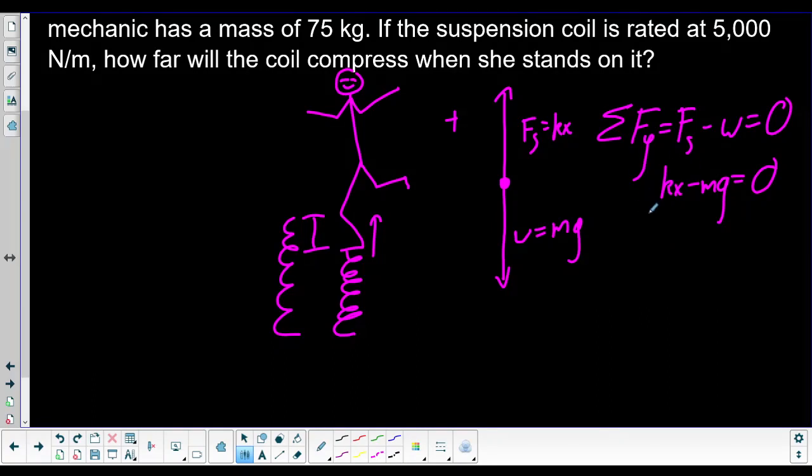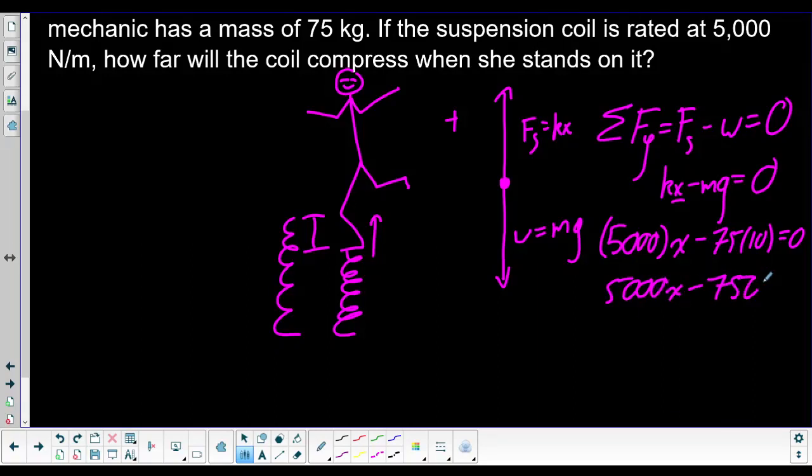Now we have the spring constant and we're looking for this displacement, but same process. We've done all the physics. Now we're just plugging in numbers and doing algebra. So K is 5,000 times the unknown distance minus 75 times 10 equals 0. 5,000 times x minus 750 equals 0. Add the 750 over. 5,000x equals 750. Divide by 5,000. 750 divided by 5,000. And we get x equals 0.15 meters.